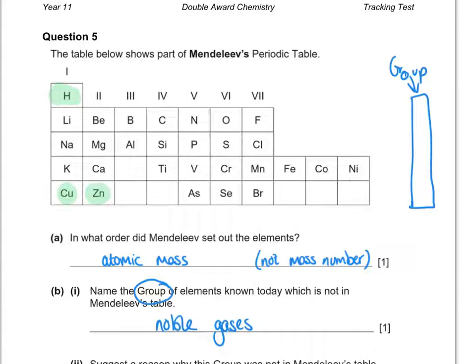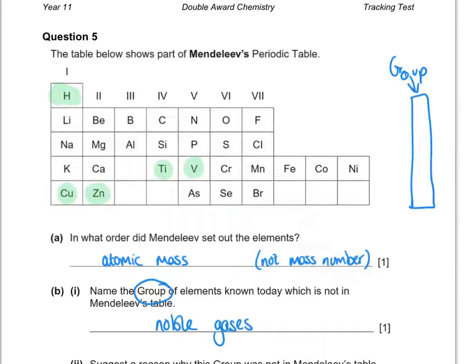Group 3 is fine, boron and aluminium. Group 4, carbon, silicon, fine. Titanium is not. Again, it's in the transition metal block, so it's in the wrong position. Group 5 then, you've got nitrogen and phosphorus, that's fine. Then you've got vanadium, but again that's in the transition metal block, so that is in the wrong position.